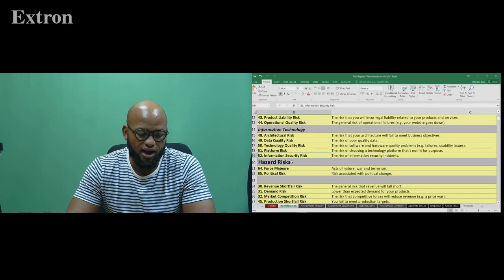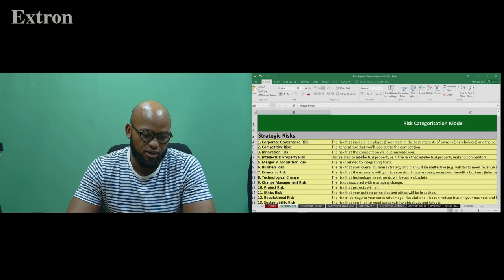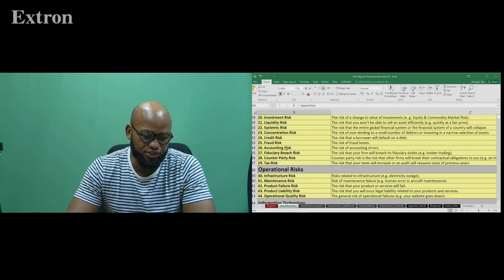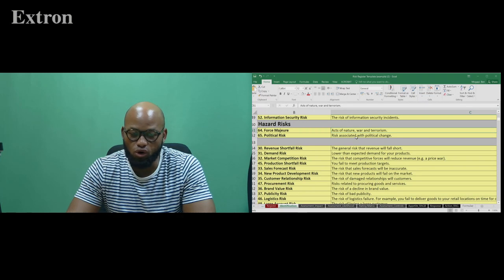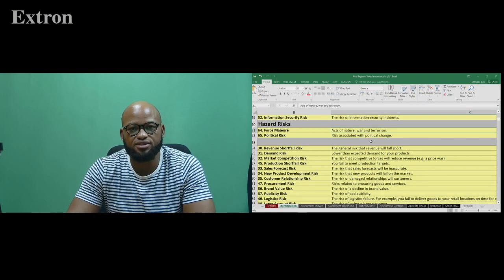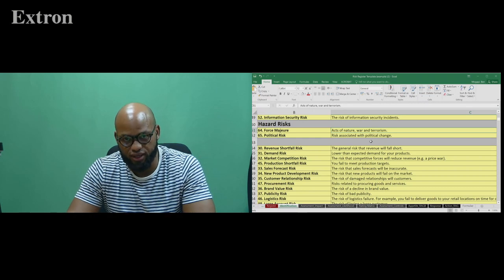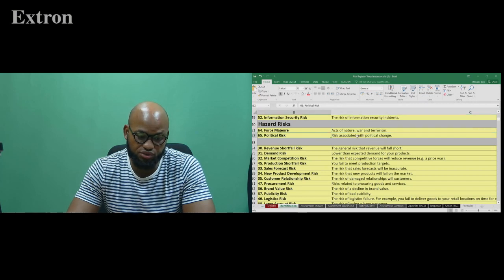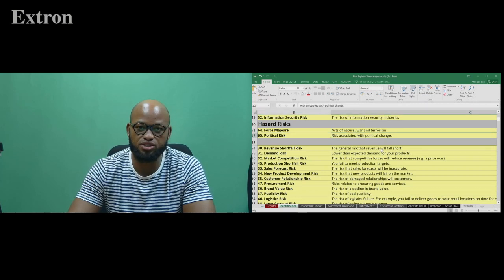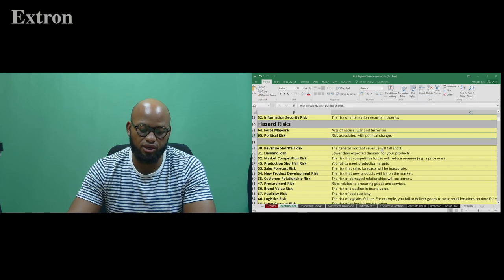And then you get hazard risks. So we have strategic risks, financial risk, operational risk, as well as hazard risk. Hazards are basically things like acts of nature, war, terrorism: large-scale, high-impact events that don't happen every other day, but when they do happen, they have very significant or serious repercussions. Political risk, the risk associated with a change in regime.